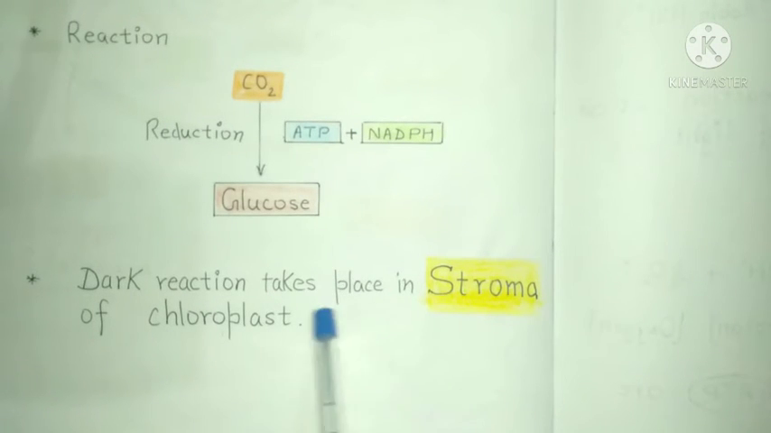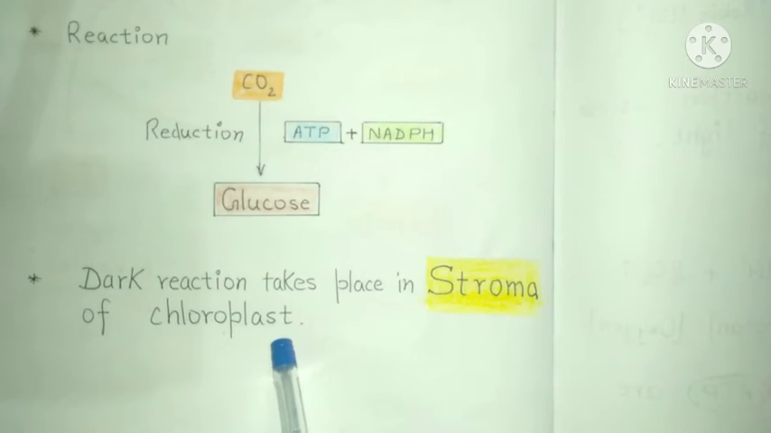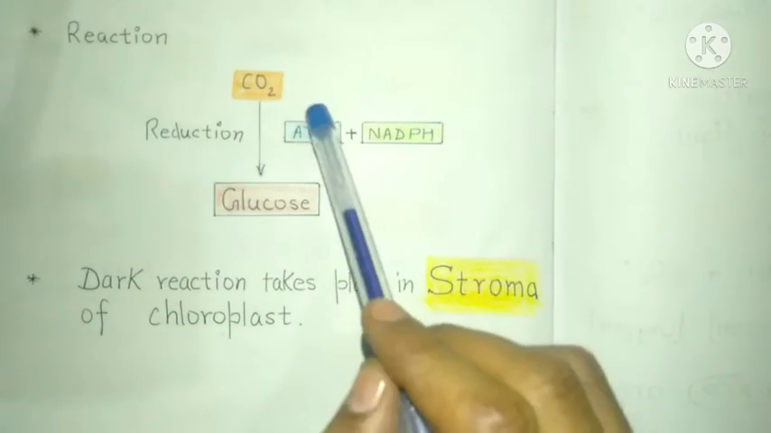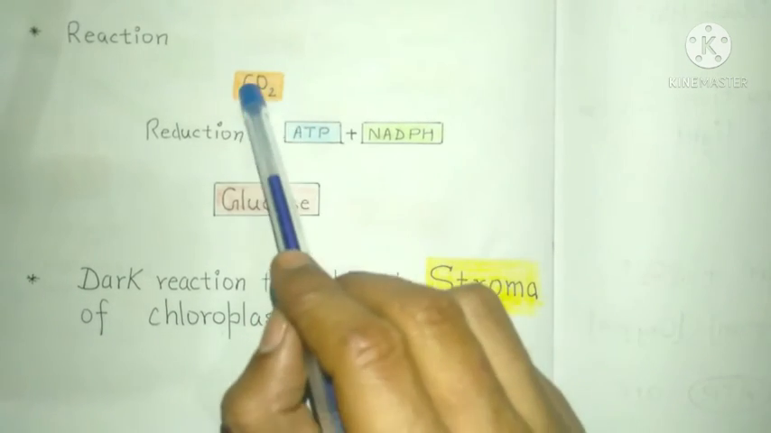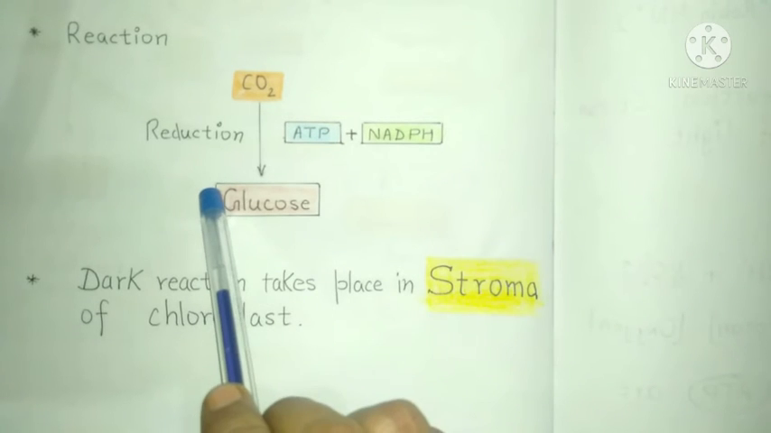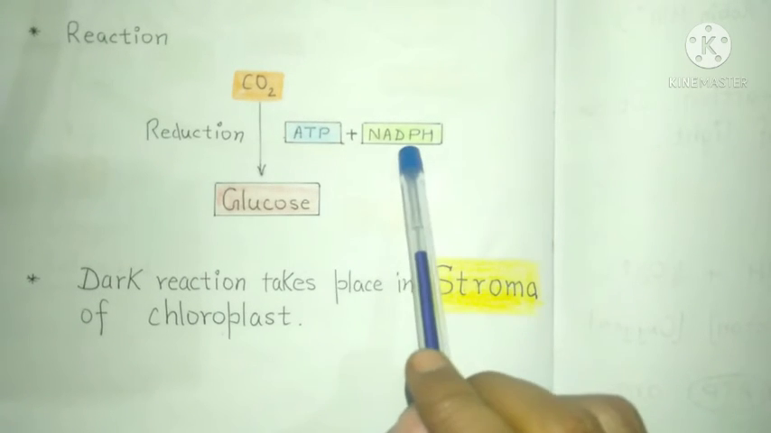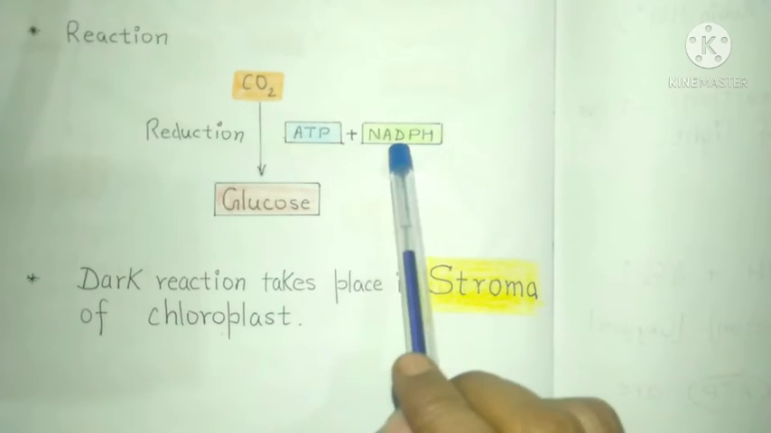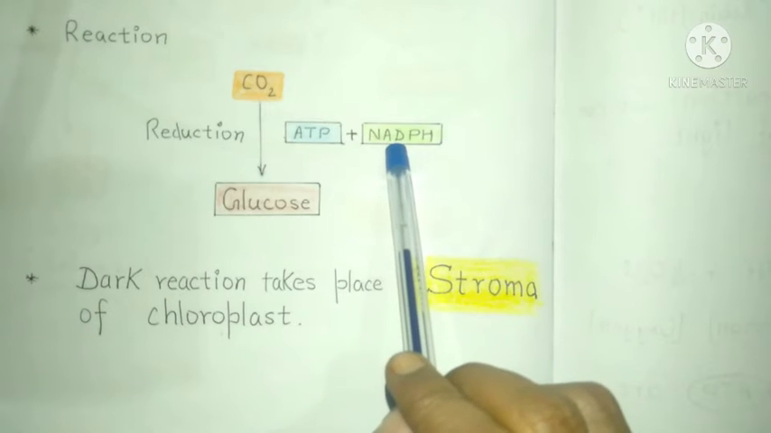The dark reaction takes place in the stroma of the chloroplast, and what happens in this reaction? CO2 is finally reduced into glucose with the help of ATP and NADPH. These are the same molecules which were produced in the light reaction.